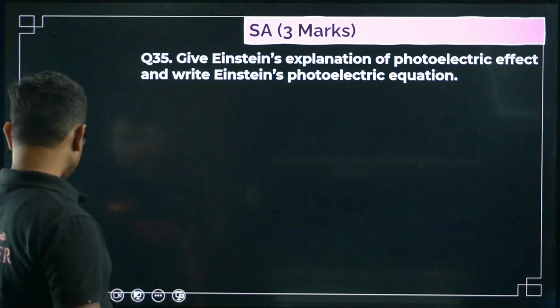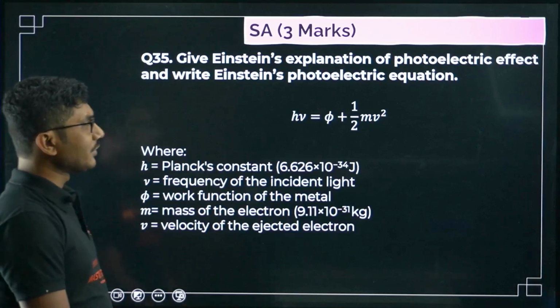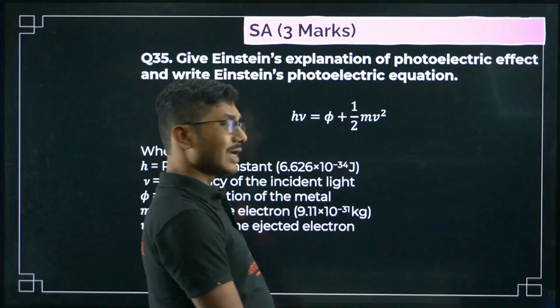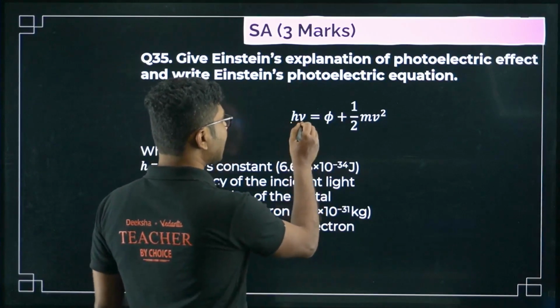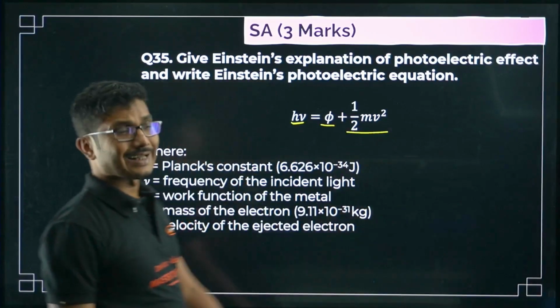Now Einstein's photoelectric equation is given by h nu equals phi plus half m v squared. So h nu is the energy that you supply, phi is the work function, and half m v squared is the kinetic energy, right?